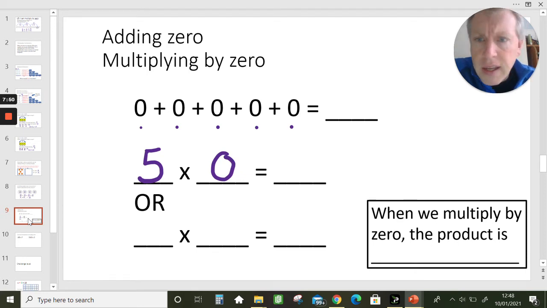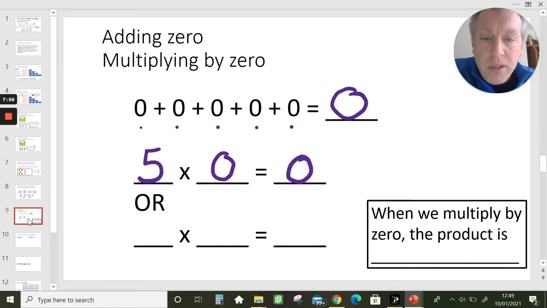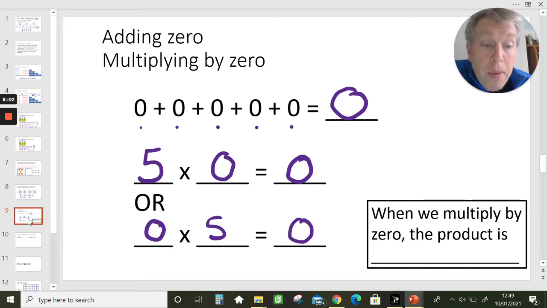Well, let's see. 0 add 0 add 0. We're always adding nothing. Our answer is 0. 5 times 0 is 0. Or 0 times 5 is 0. When we multiply by 0, the product is always 0.